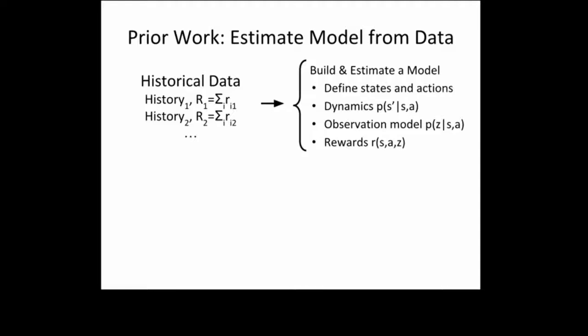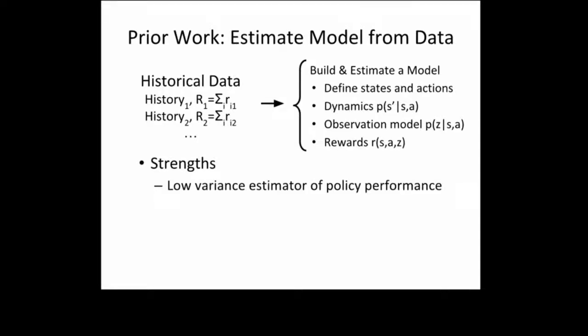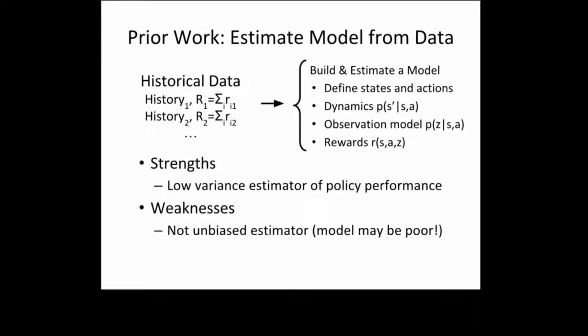So some of the prior work takes this approach where we build these models of the world and then build a policy that tries to optimize with respect to that model. One of the benefits of this is that you can get really good estimators of how well the policy will do. It's just that they might be totally wrong. So they're very low variance estimators. You don't have a lot of uncertainty in them, but they may just not be at all correct.